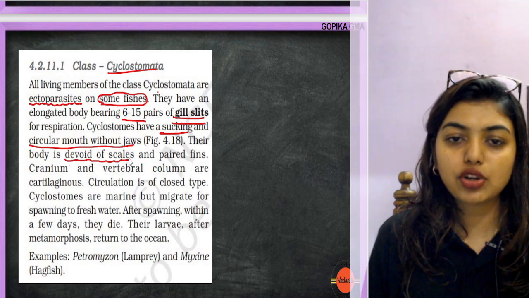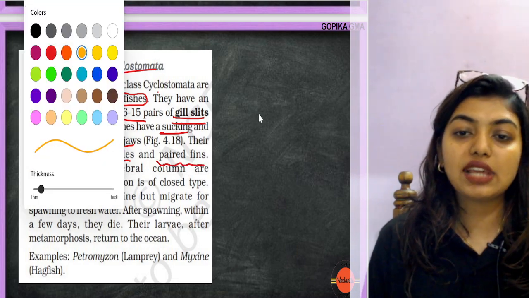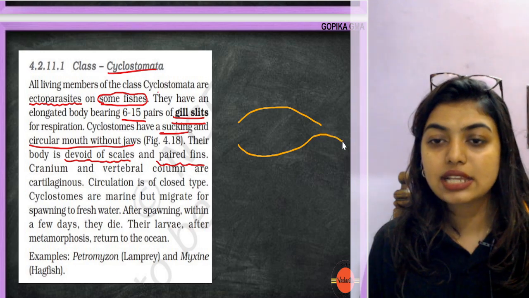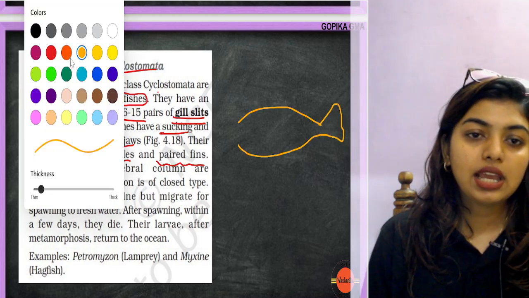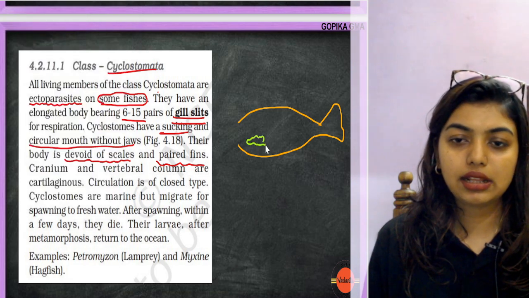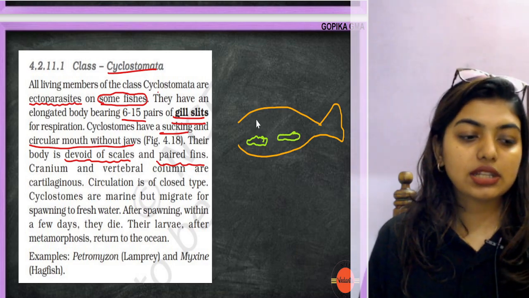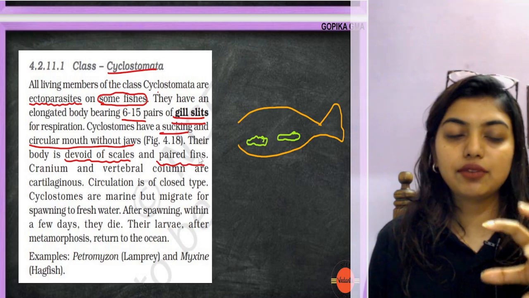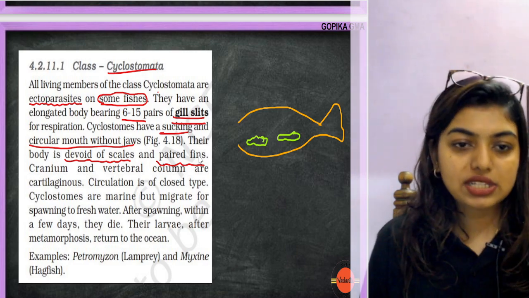Why is their body devoid of scales? Because they are ectoparasites. They live on fishes. If they had scales, they would hurt the fishes, and the fishes would know that something is on their body. So this is the fish. On the fish, what do we see? An ectoparasite will be there like this. One organism is there, or another organism is there. These organisms do not have any scales, and paired fins are going to be there.